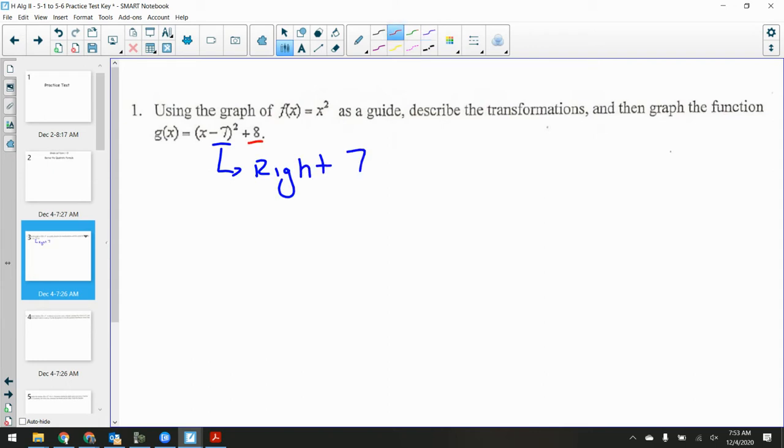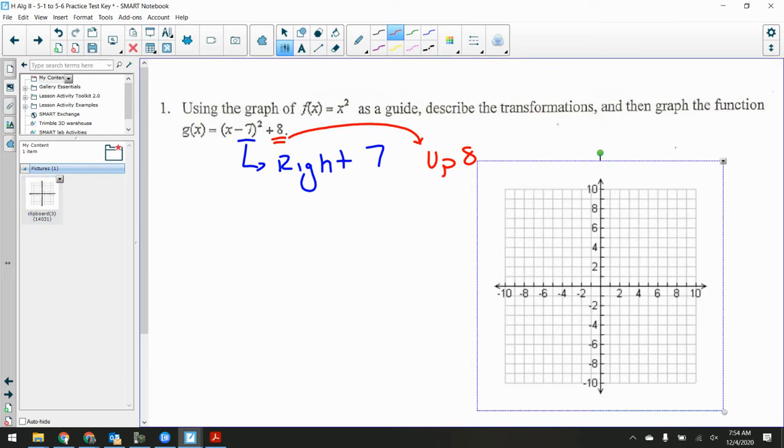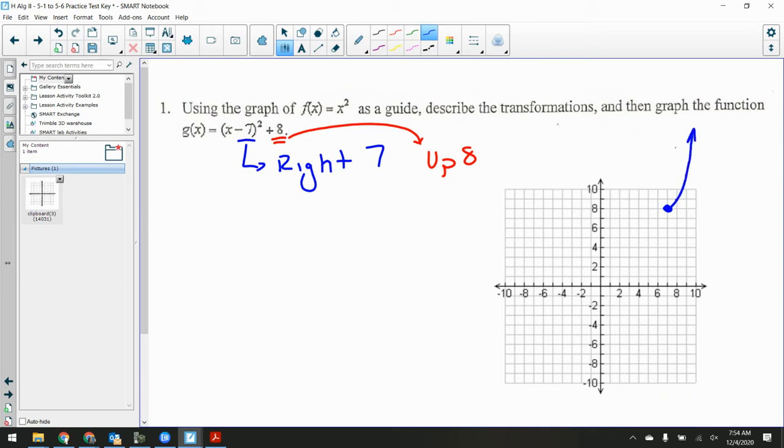And then this plus 8 is going to do what? Up 8. Now remember, if I want to graph this, this is in what's called vertex form, right? So all I need to do here to graph this, let me get a graph up here, is just go right 7, up 8. Right 7, up 8. So there's my new vertex. Remember, there's my new center point of my graph. So I just go up 1 over 1, up 2 over 4, sure. Generally looking like that.